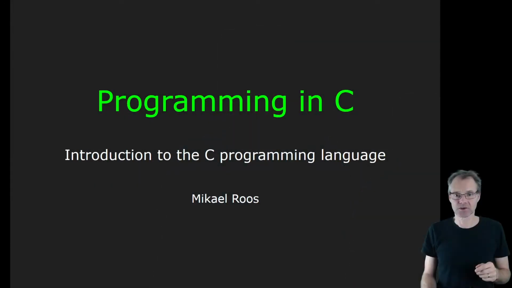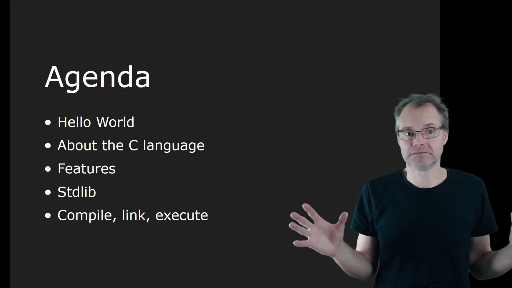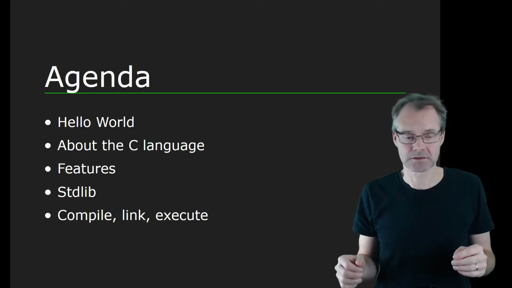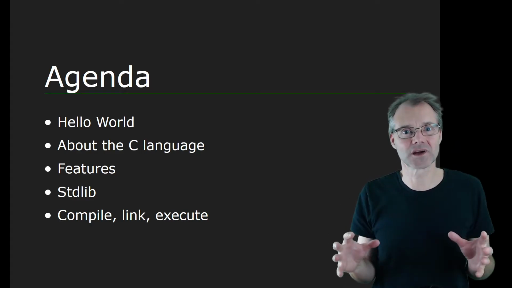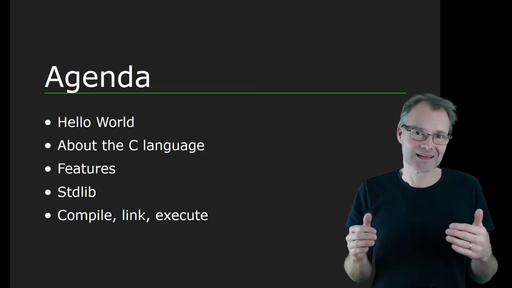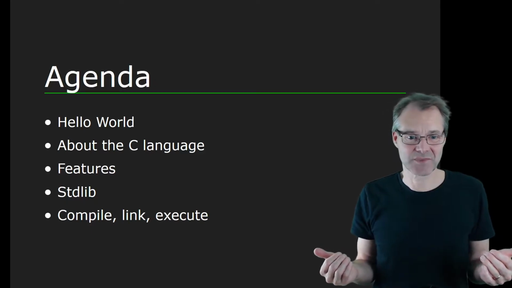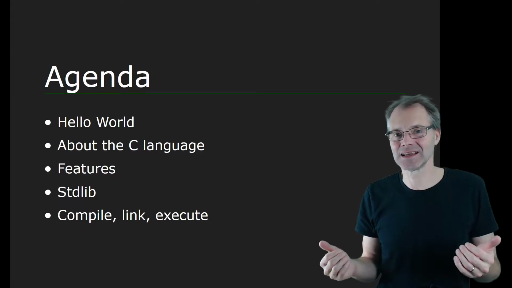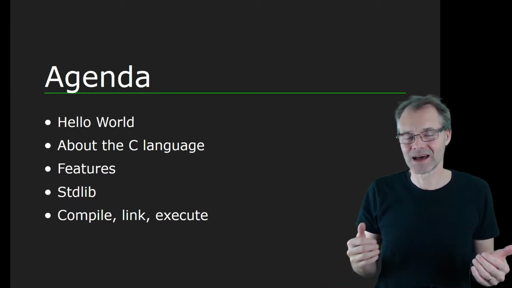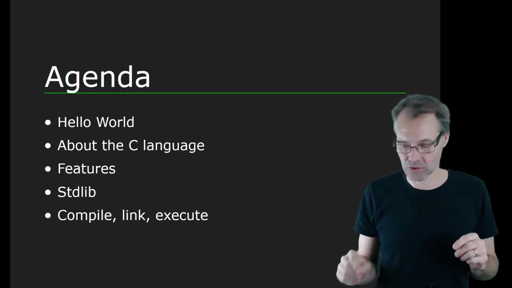So let's move on here and see what kind of agenda I have. Well, here I have it. So let's start somewhere with a hello world. And I'm going to talk a bit about the C language just to give you an overview of what it is. Let's review its features, its standard library, so we know what we can expect from it. And let's also talk a bit about how it's compiling and linking, executing the program, and in what environment it is executed. So let's check that also.